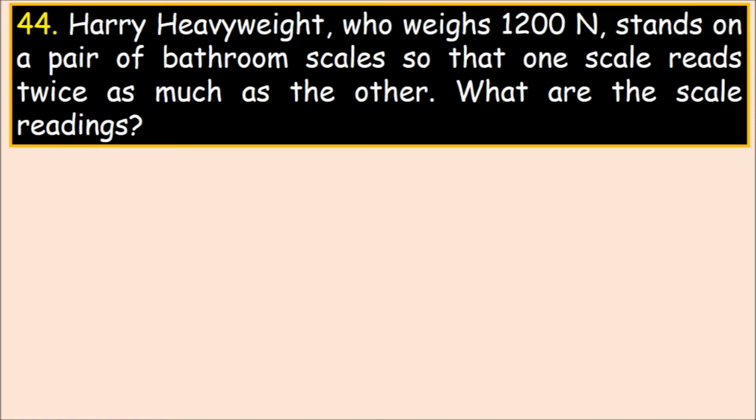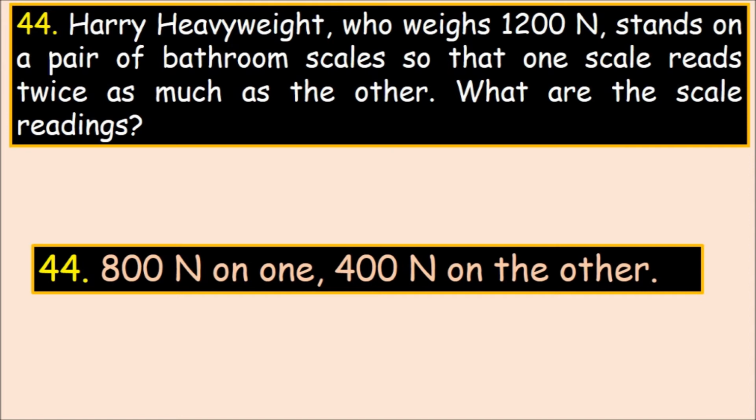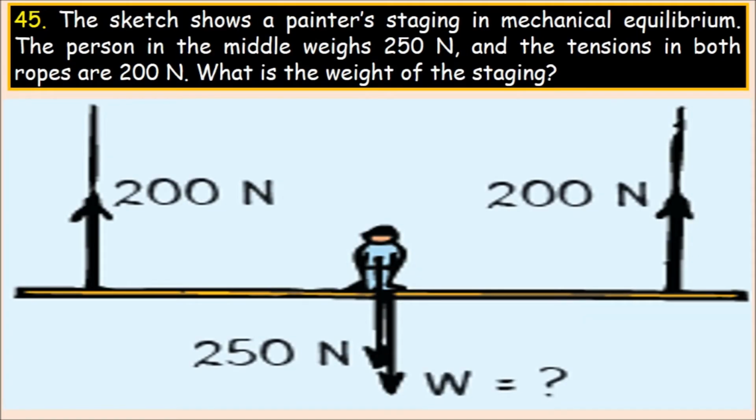Harry Heavyweight, who weighs 1,200 newtons, stands on a pair of bathroom scales so that one scale reads twice as much as the other. What are the scale readings? You could set up an algebraic equation, but it's clear here that one's going to be 400, the other one's going to be 800, and that will equal 1,200 newtons. But you could, again, set up an algebraic equation, solve for one of the variables, and then plug back into the equation.